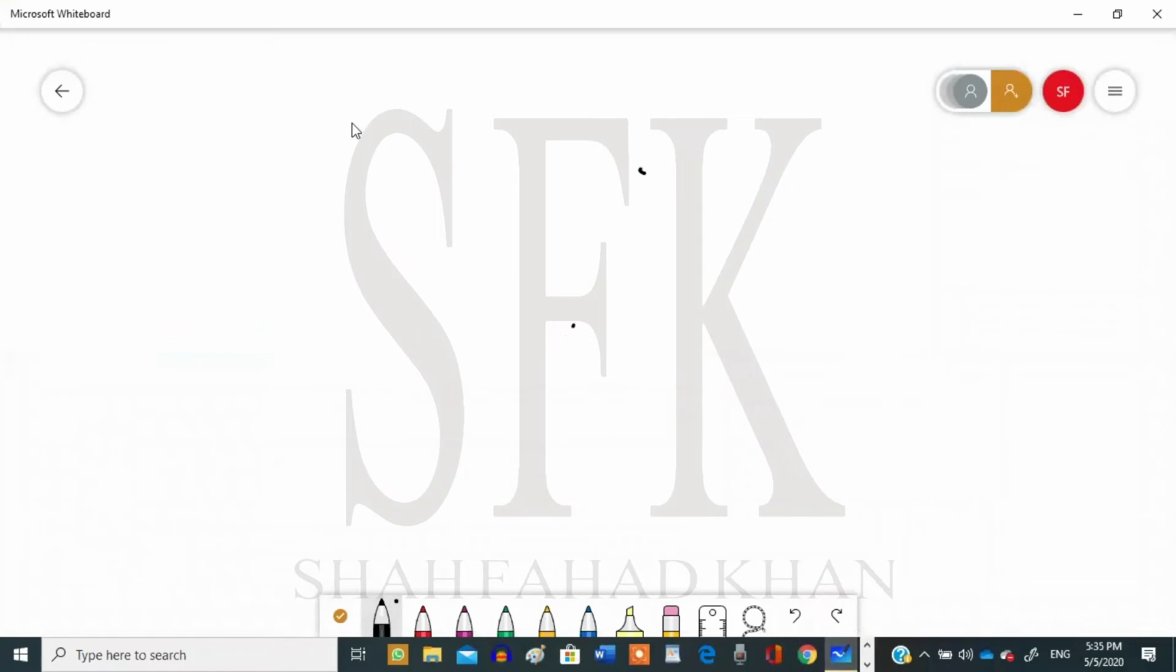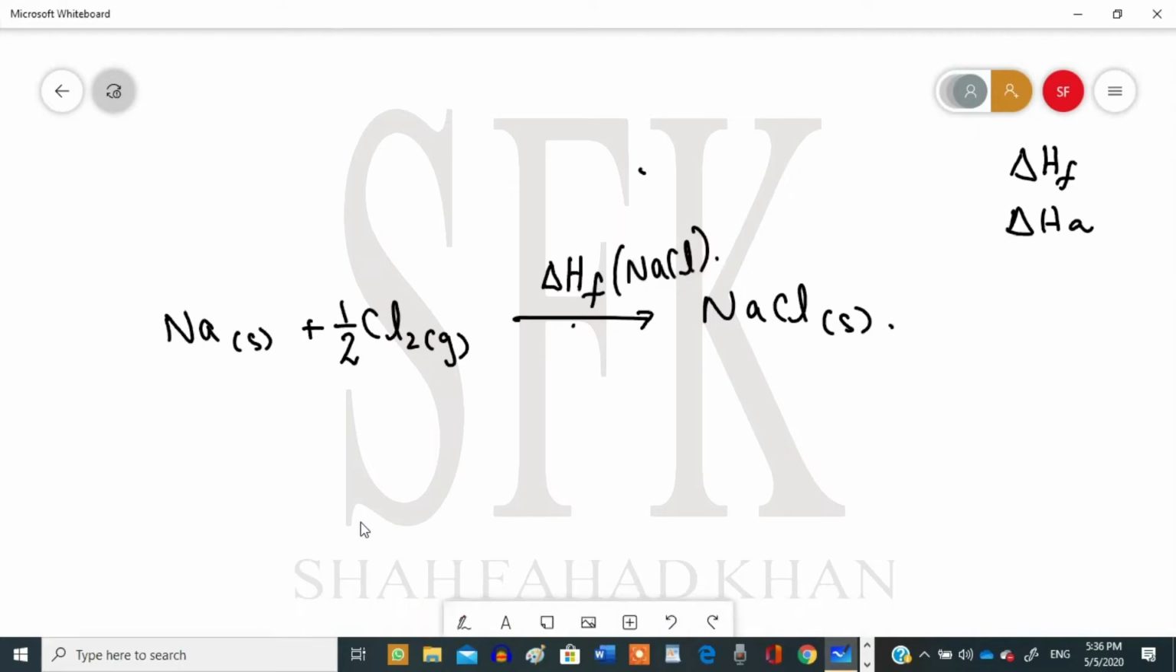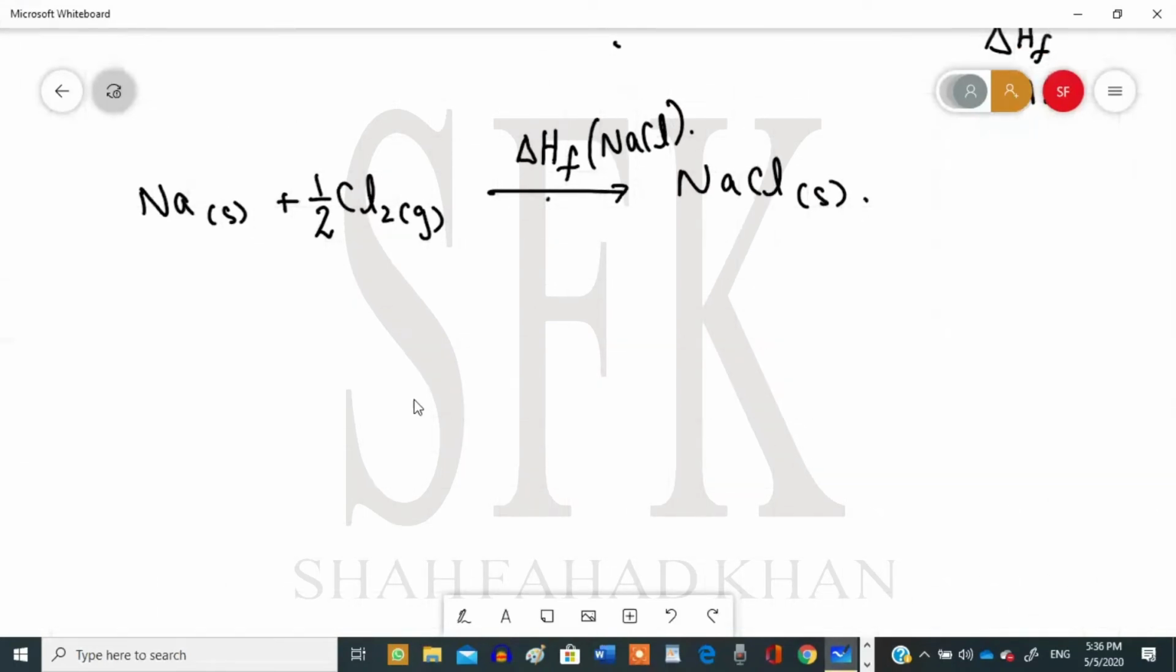Right, so let's draw out the Born-Haber cycle of sodium chloride. Sodium solid, when combined with chlorine gas, forms NaCl solid, right? Let's balance it out. Half moles of chlorine gas. Guys, what is gonna be the enthalpy change of this reaction? Anyone? Out of the five that I just listed, enthalpy change of formation, enthalpy change of atomization, etc. It's gonna be enthalpy change of formation, yes, correct. And enthalpy change of formation of sodium chloride, to be more specific.